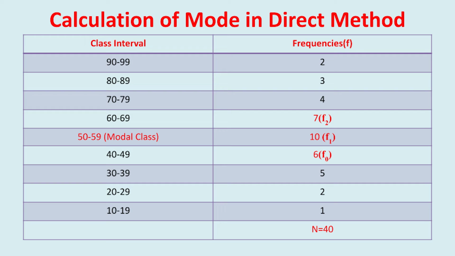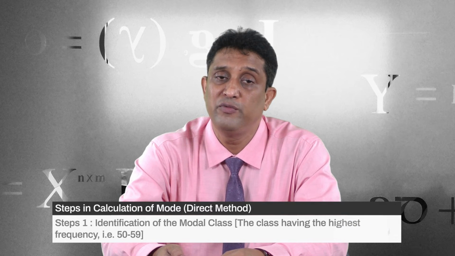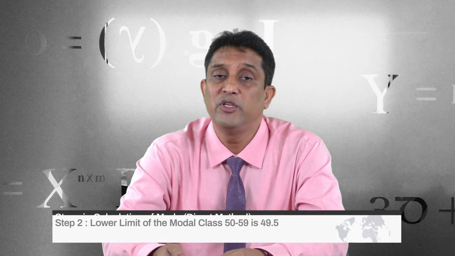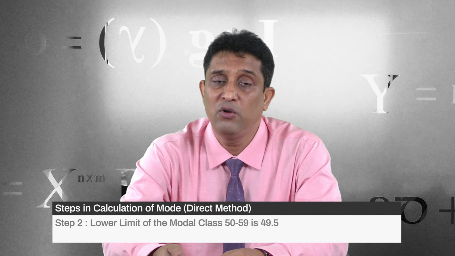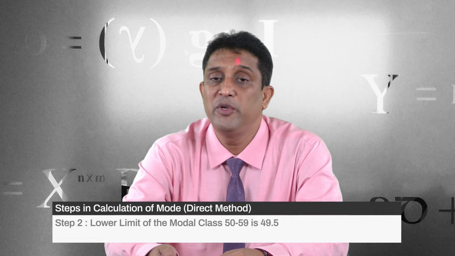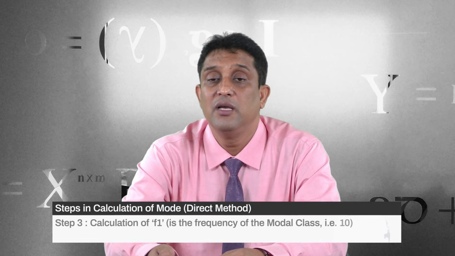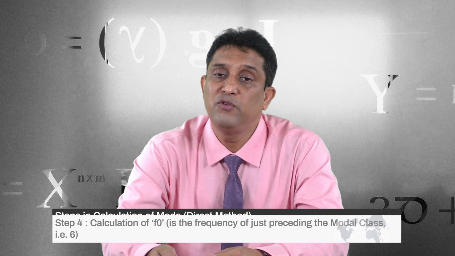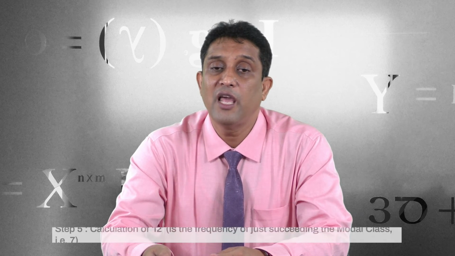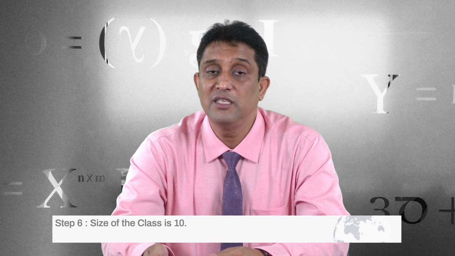Now stepwise, you can first identify the modal class. You have to find the class having the highest frequency, that will be the modal class, here 50 to 59. Then find the lower limit of the modal class by subtracting 0.5 from the lower class limit: 50 minus 0.5 is 49.5. Then F1 is the frequency of the modal class, here 10, F0 is the frequency of the preceding class, and F2 is the frequency of the succeeding class, that is 7, and the size of the class is 10.